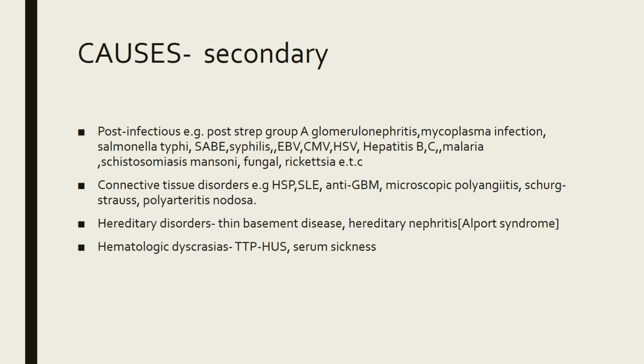Other sorts of vasculitic disorders such as antiglomerular basement membrane disease, microscopic polyangiitis, or polyarteritis nodosa may also present with a nephritic picture. Then we have hematological dyscrasias, things such as thrombotic thrombocytopenic purpura, as well as hemolytic uremic syndrome and serum sickness. Be sure to look up the difference between thrombotic thrombocytopenic purpura and hemolytic uremic syndrome. That would make a very good MCQ question.